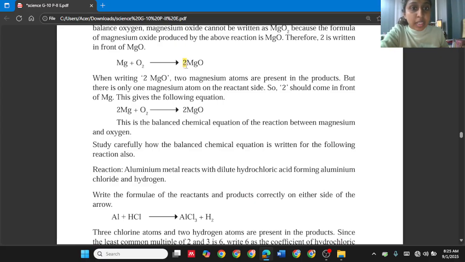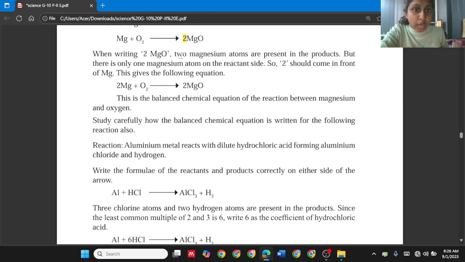After we put it here, what happened to magnesium? Oxygen is balanced now because this oxygen gas has 2 atoms as O2, and in the compound magnesium oxide, oxygen is in 2 MgO, so that means 2 oxygens. But what happened with magnesium? Then magnesium also becomes 2 atoms on the right side. So to balance this, you have to put 2 in front of this magnesium element. When writing 2MgO, 2 magnesium atoms are present in the products.